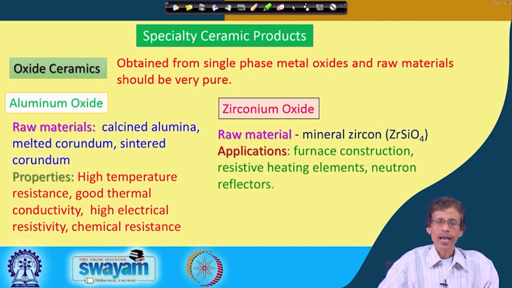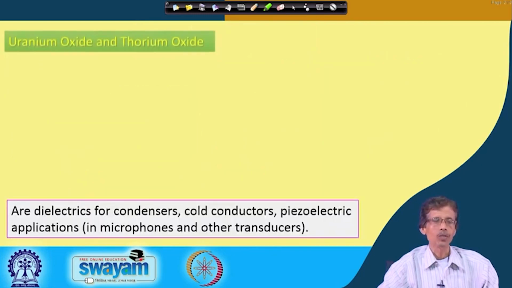For making the corresponding zirconium oxide based specialty ceramic products, we will use zircon, which is zirconium silicate, and we can apply it for furnace construction. So, special types of furnaces we can have, then resistive heating elements and neutron reflectors. In nuclear reactors, sometimes we can reflect the neutrons; the neutron flow is there, neutrons being particles flowing from one end to the other. If we use some amount of reflection, we use those reflectors, and the corresponding zircon material is nothing but your zirconium oxide ceramic. So, the zirconium oxide ceramic can also be utilized.